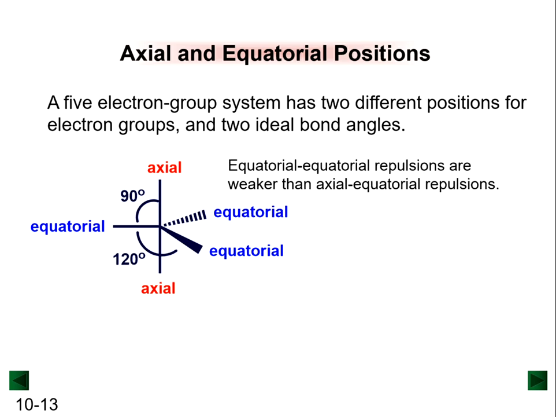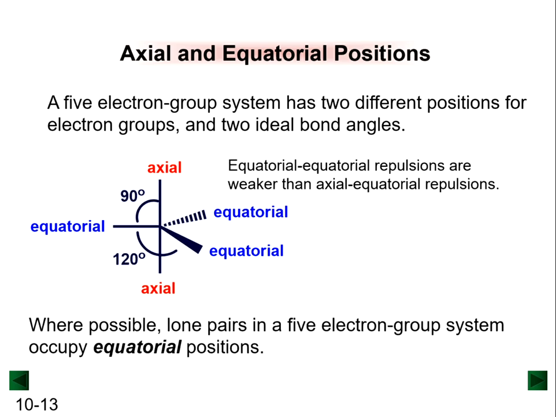So for the axial and equatorial positions, 5 electron groups have 2 groups that are different. That's the top and bottom group, and they are at 90 degrees from all the equatorial positions. The equatorial positions are 90 degrees relative to the axial, about 120 relative to one another. Where possible, the lone pairs in the 5 electron group systems occupy equatorial positions.